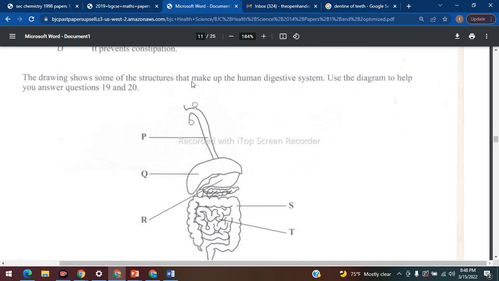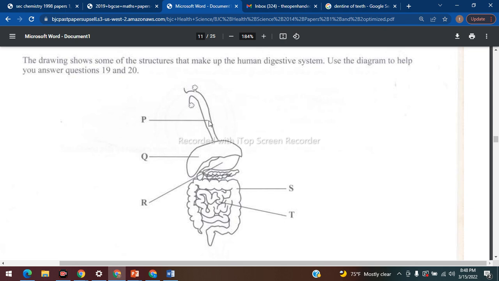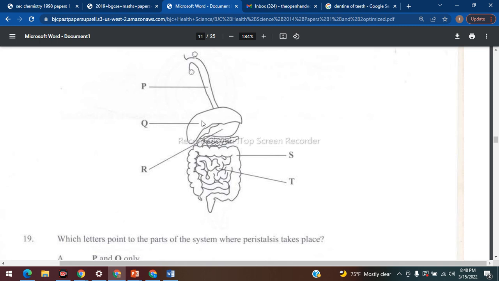The diagram shows some structures that make up the human digestive system. Use the diagram to help answer questions 19 and 20. P points to the esophagus, not the trachea. Q points to the liver, not the gallbladder, stomach or kidney.